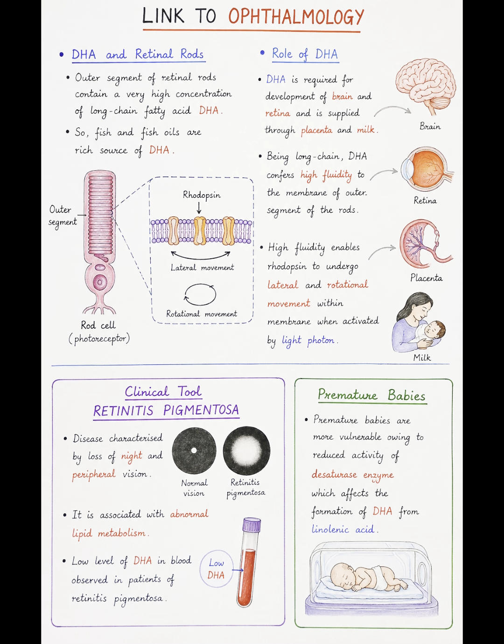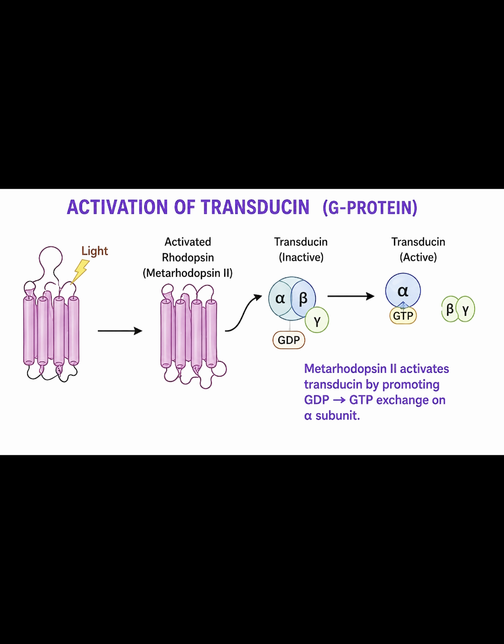There is a disease called retinitis pigmentosa. It is characterized by loss of night and peripheral vision. It is associated with abnormal lipid metabolism, and low levels of DHA in blood are observed in patients with retinitis pigmentosa. Premature babies are more vulnerable owing to reduced activity of the desaturase enzyme, which affects the formation of DHA from linolenic acid. Next is generation of the visual nerve impulse.